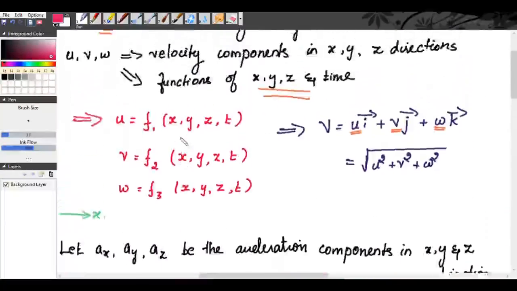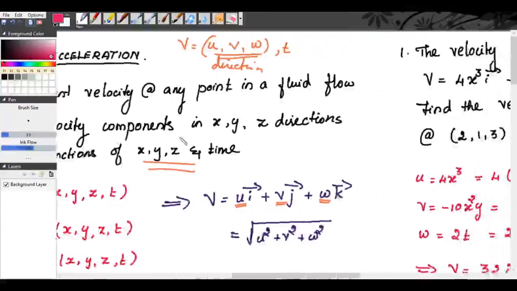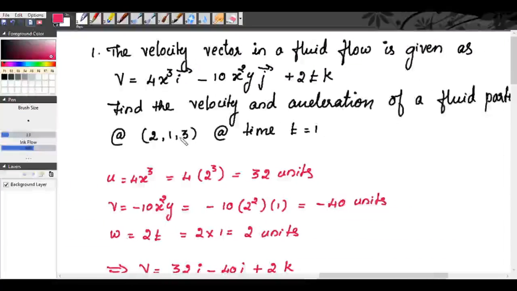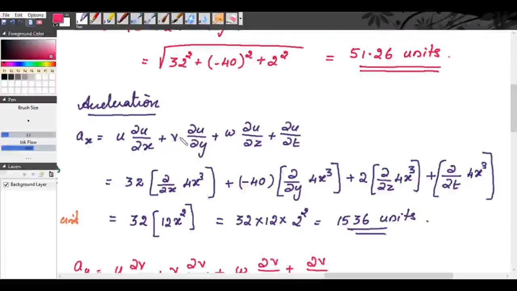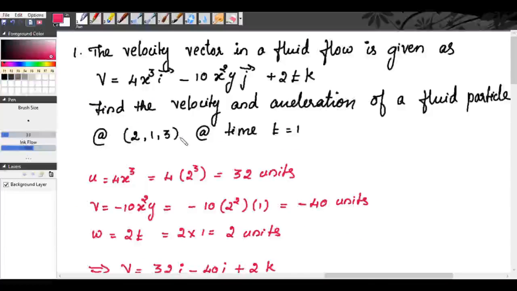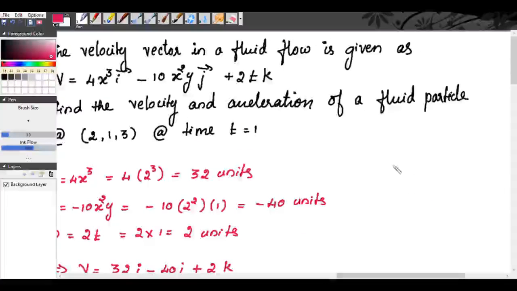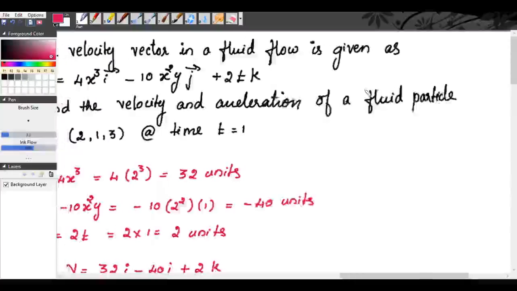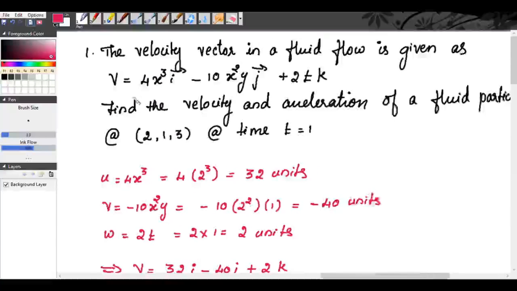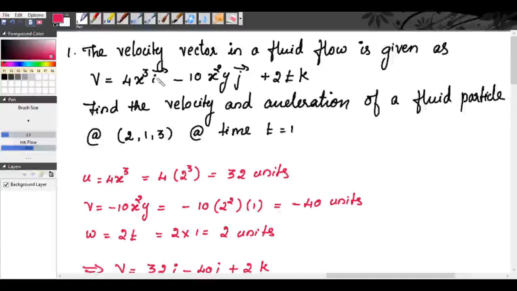We will see one problem today. Remaining problems we will see in the next class. A simple problem. It is given the velocity vector in a fluid flow is given as V equal to 4x³ i vector minus 10x²y j vector plus 2t k vector. Find the velocity and acceleration of the fluid particle at (2, 1, 3) at time t equal to 1.